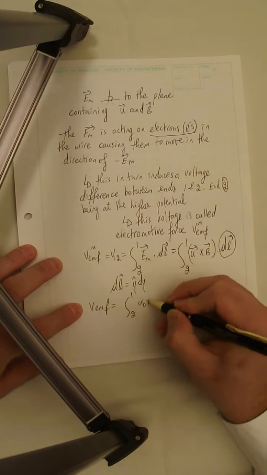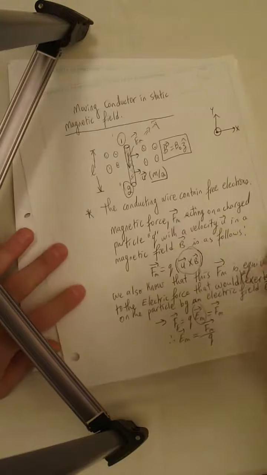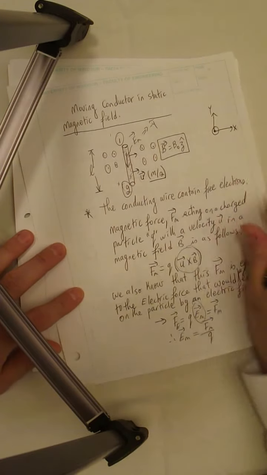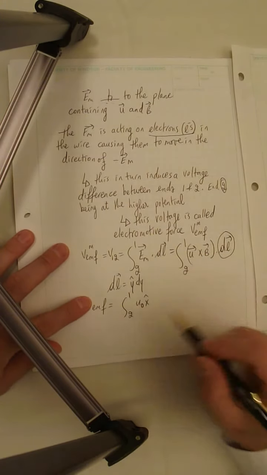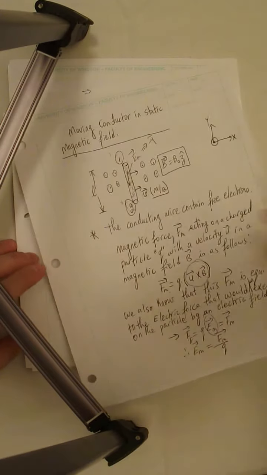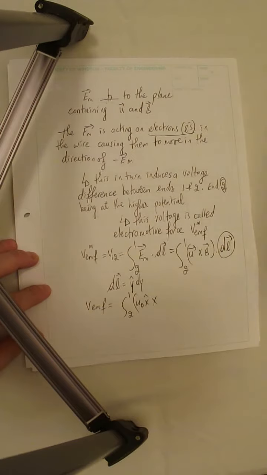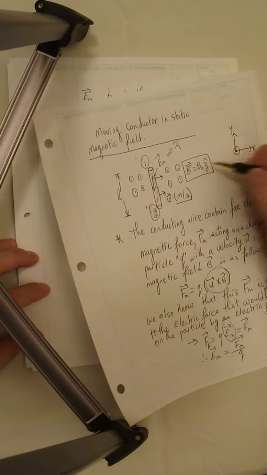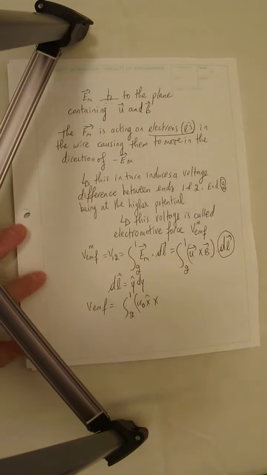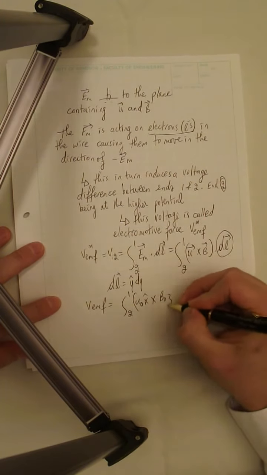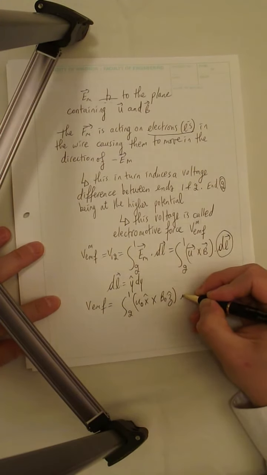U naught X. The wire is going in the X direction, so X hat, U naught being the magnitude of that vector U, crossed with B naught Z hat, and all in the Y direction.